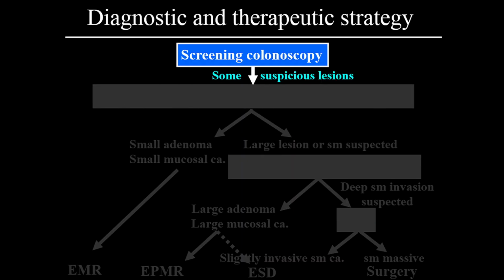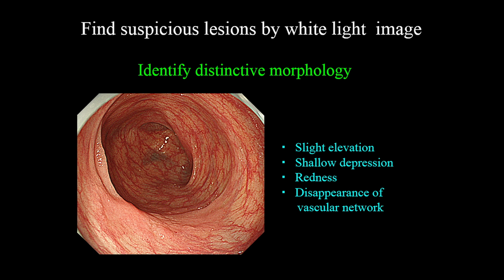Well, as everybody knows, during the screening colonoscopy, we have to detect the target region, basically using white light image. Then, if there is some suspicious region, we have to assess the region very precisely before deciding our treatment option.